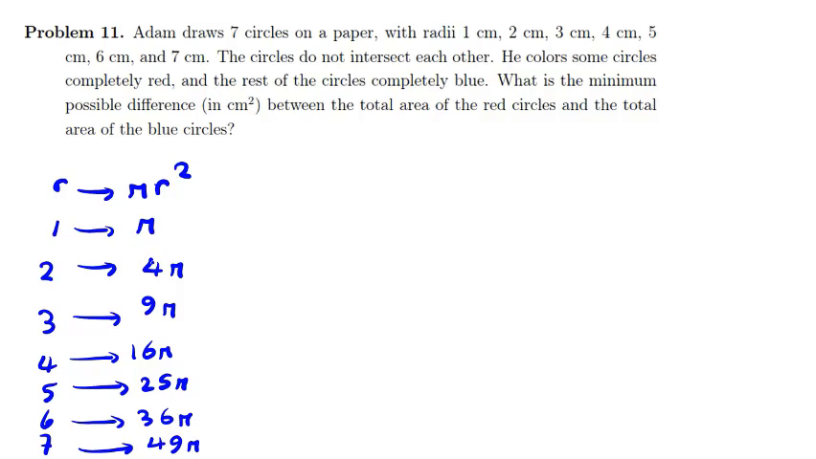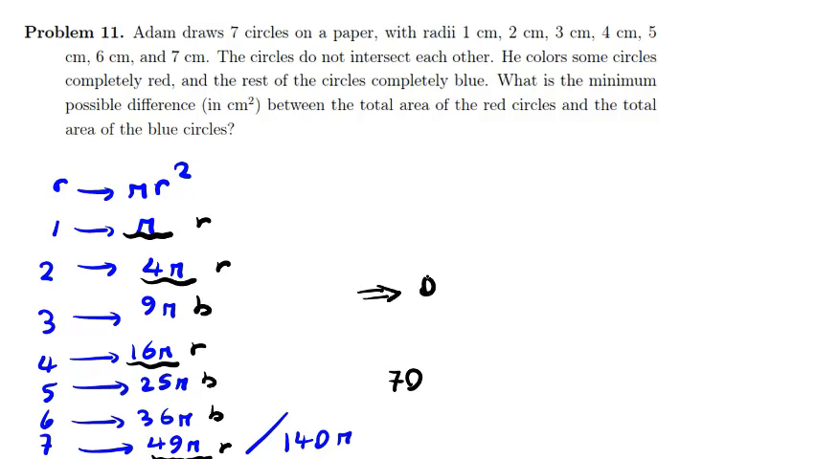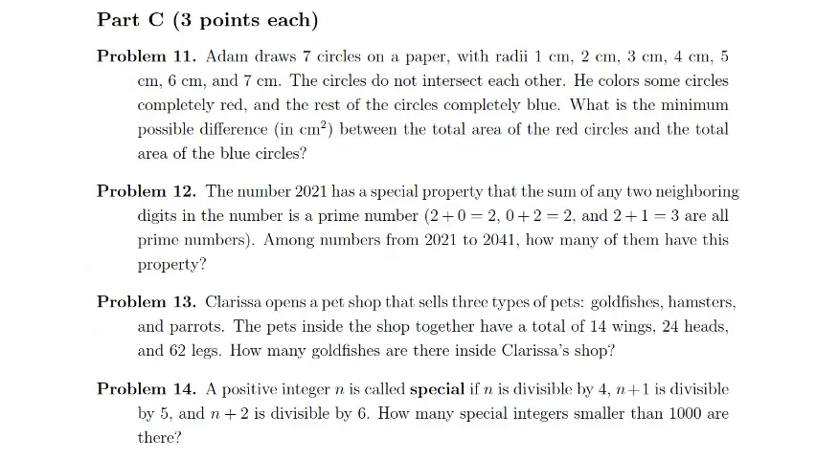Now, if I add all of them, 1 plus 4, 5, 5 plus 9, 14 plus 16, 30, 25, 55, 85, 91, 100, 140. The sum will be 140 pi. I want to see, can I reach 0, selecting some of them that are equal. If I select 49, I need half of that, which is 70, so I need 21. So for 21, I select 16 and 4 and 1 pi. If I color them with red and the rest with blue, their difference will be 0, and the answer is equal to 0.